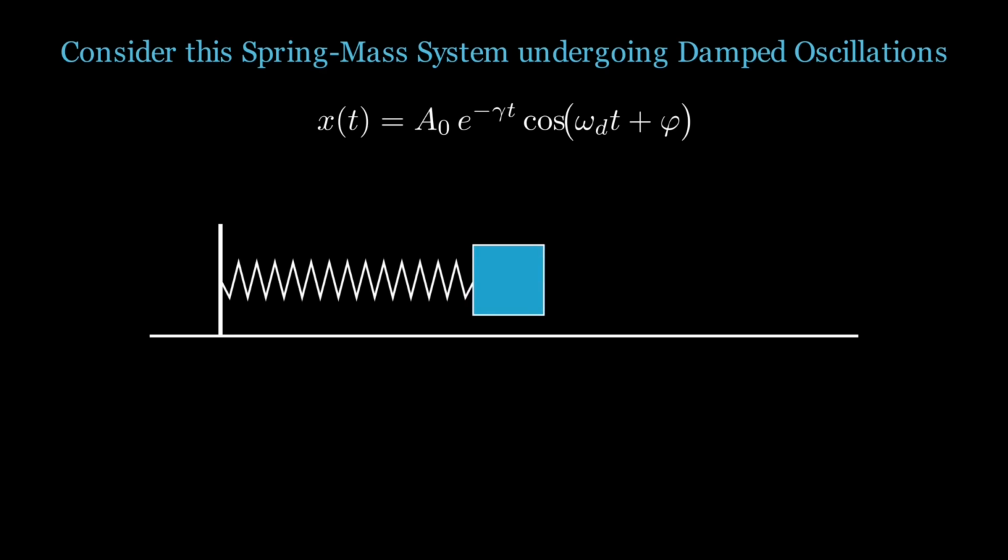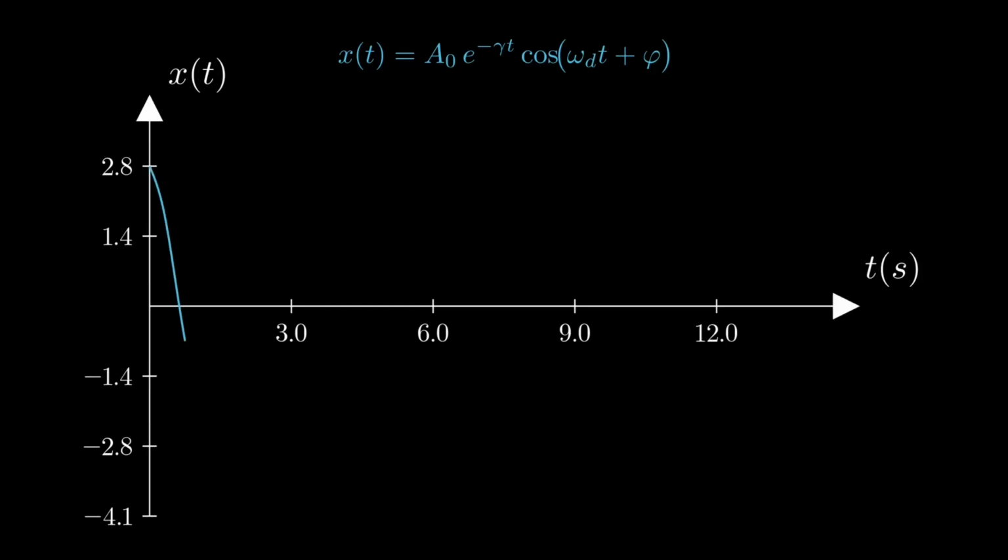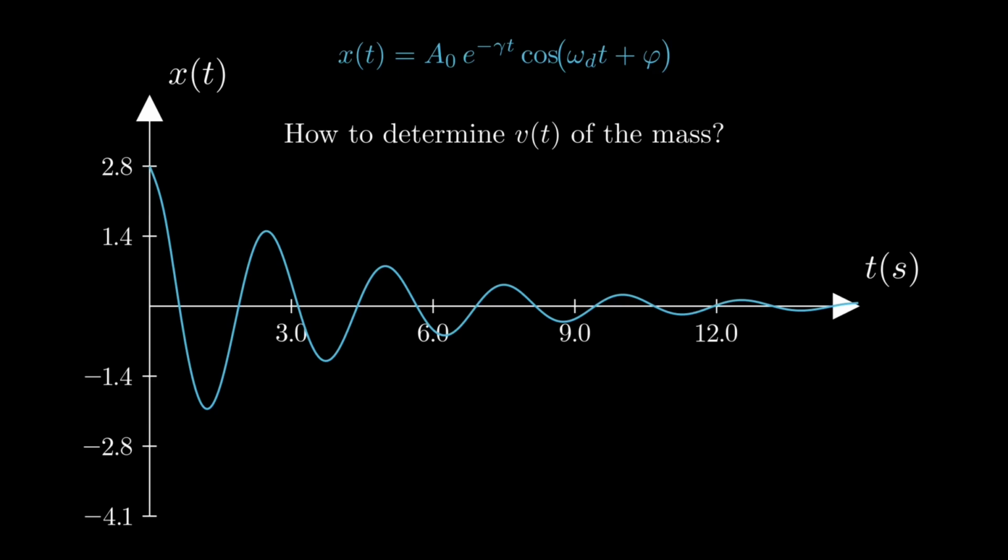The analytical expression for its position as a function of time is a product of two terms, an exponentially decaying envelope and an oscillatory cosine term. Over time, the mass oscillates back and forth, but the amplitude steadily decreases due to the exponential decay. We can see how this function behaves over time by plotting out its graph, and this shows a damped waveform of oscillations shrinking in amplitude as time progresses.